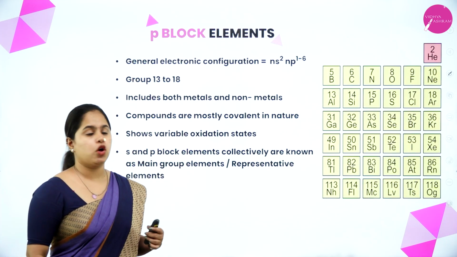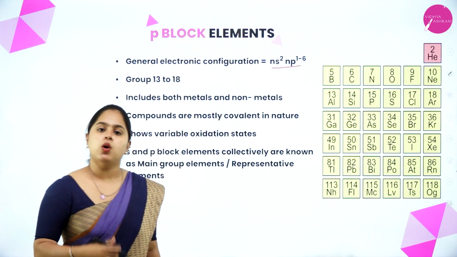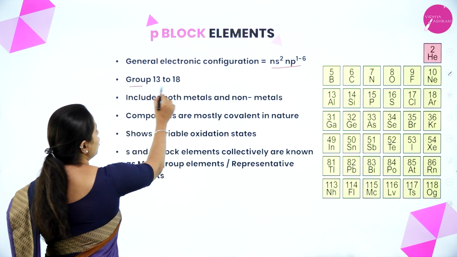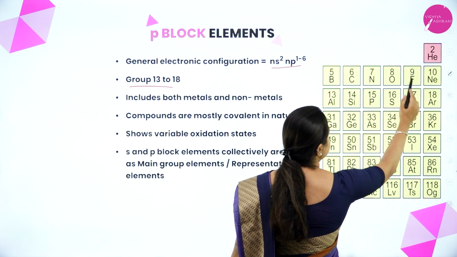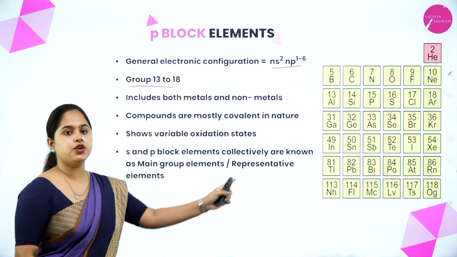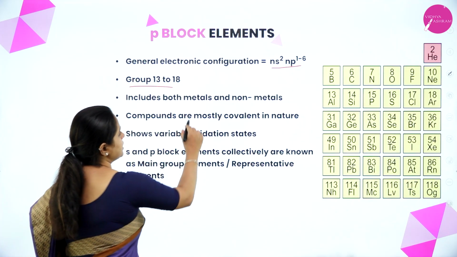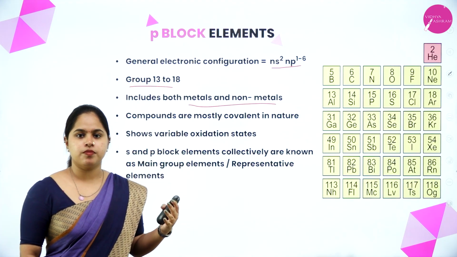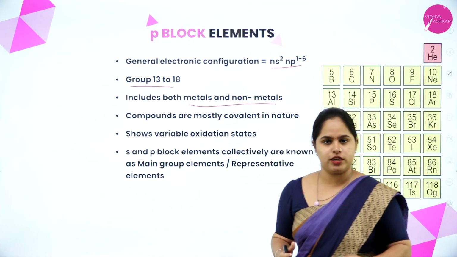So, moving on to P block elements, the general electronic configuration is ns2 np1 to 6, right? And it is actually from group 13 to 18. Yes, this is 13, 14, 15, 16, 17 and 18, right? So from group 13 to 18 collectively is called the P block elements, and it includes both metals and non-metals, right? While we were discussing the table in the beginning, I mentioned which parts you can see the metals, non-metals, metalloids, right?